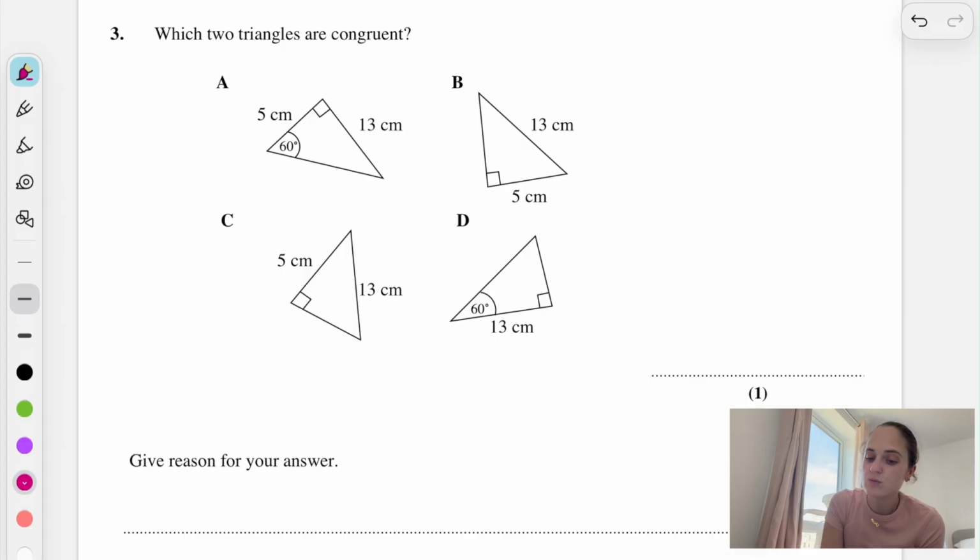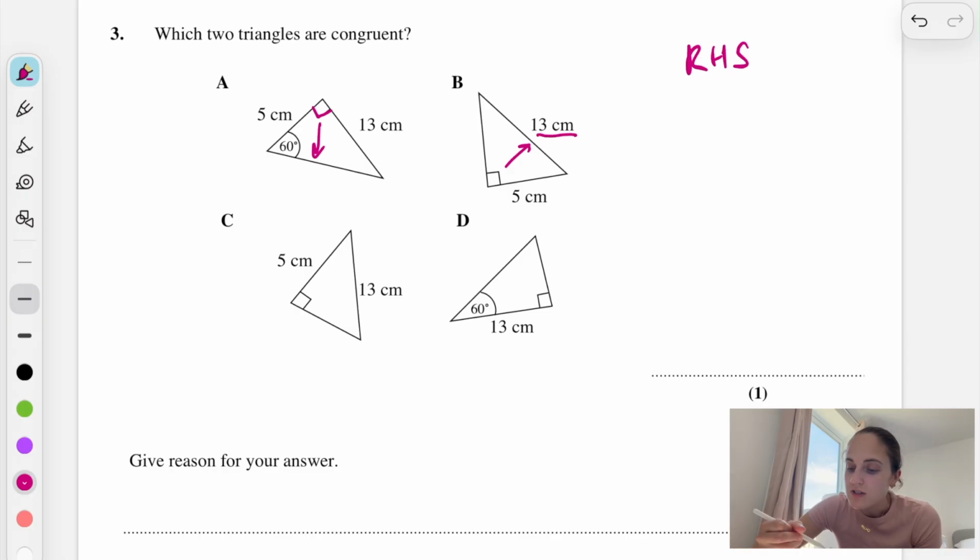This next question here, it says which two triangles are congruent. These triangles are actually right angled, so I'm straight away thinking about the RHS one. I'm looking for ones which have a right angle, a hypotenuse and a side that are the same. If I look at the first one, we've got a right angle, but we haven't got a hypotenuse labelled, so I'm going to discount that one straight away. The next one, we have a right angle and then we have a hypotenuse. So we have a 13 centimetre hypotenuse.